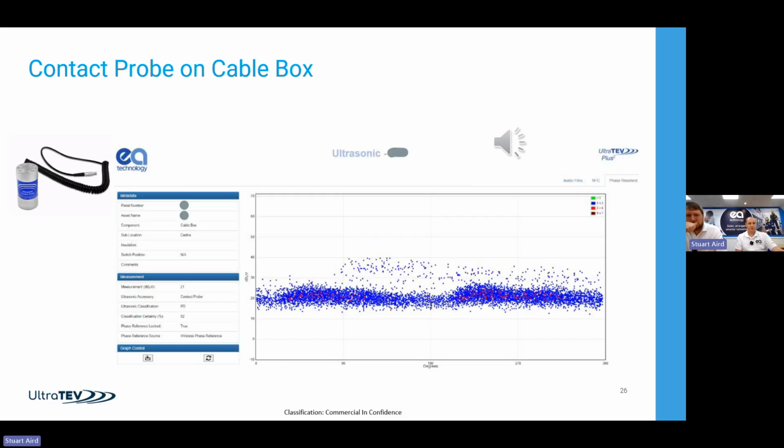So moving on to an example, and this is a slightly challenging example. This is a contact probe being used on the outside of the switchgear, actually on the cable box, and I'm just going to play an audio file first. There's two things you look at when using ultrasonic sensors. One is the data, so some of the classifications in there, and the other is the audio file. And the audio files normally have a very clear pattern to them. I'll just play this one for a second.